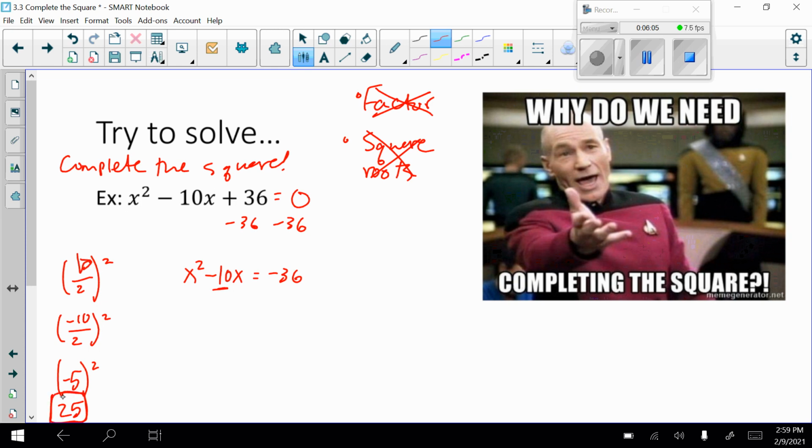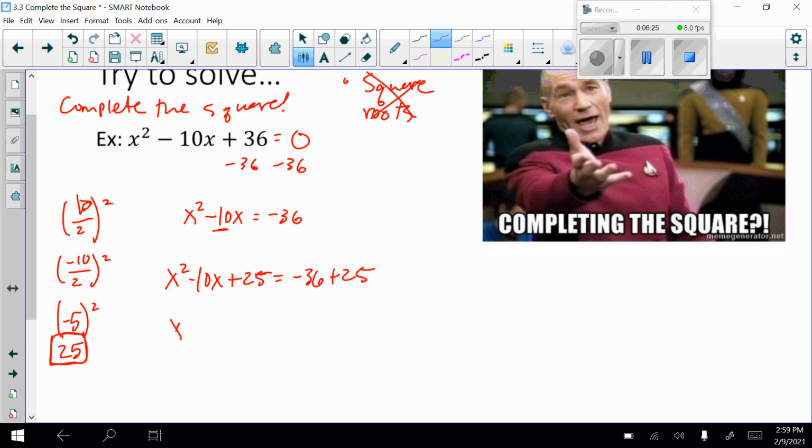And what I'm going to do is add this number, 25, to both sides of the equation. I'm going to add it to the left side to turn this thing into a perfect square. But whatever I add to one side, I also need to add to the other. So we can simplify this real quick. X squared minus 10x plus 25 equals negative 36 plus 25, which is negative 11. Use a calculator if you need to.